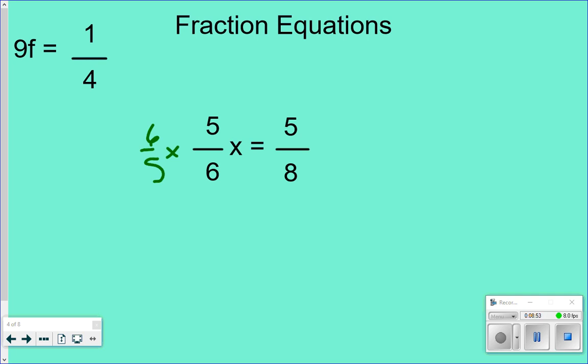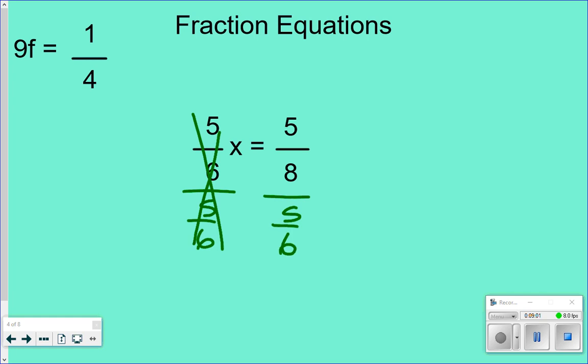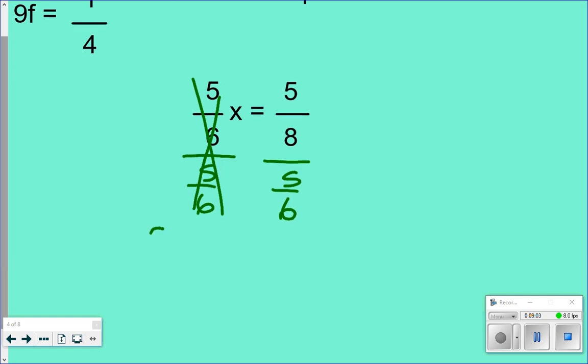You want me to show you that way? I'll show you that way too. Let me show you. Divide by 5/6. Yep, I can cross it out. I can also divide by 5/6 here. This actually looks like this though. 5/8 times 6 over 5, and that was the same thing that I did at the beginning.